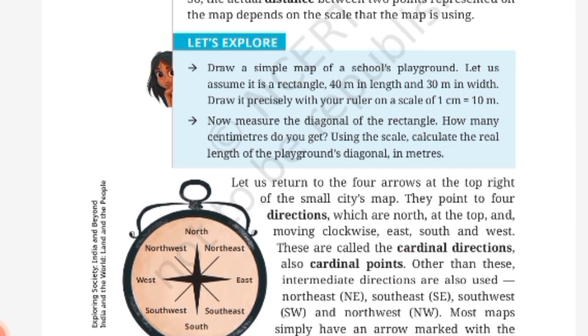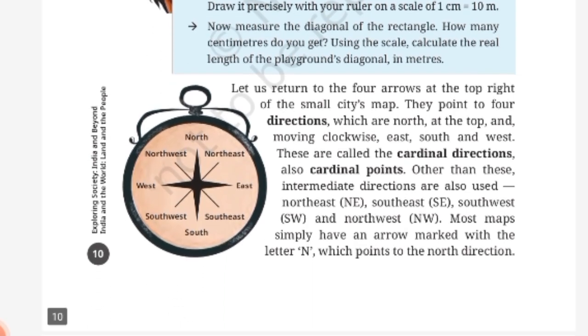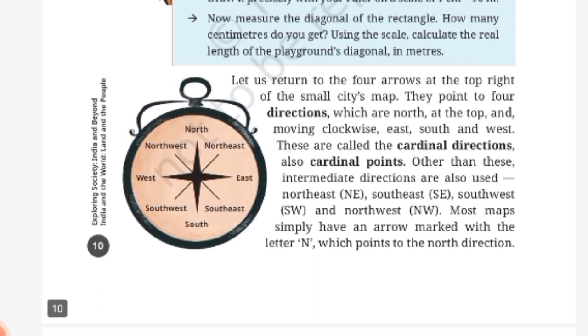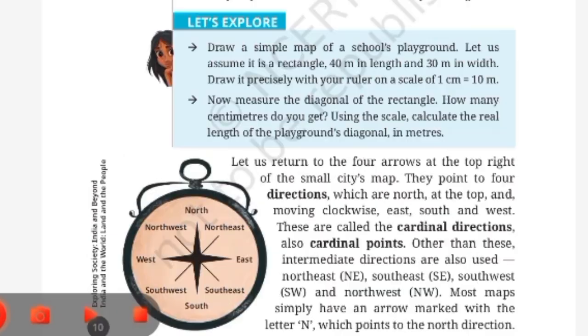Let's explore. Draw a simple map of a school playground. Let us assume it is a rectangle, 40 meters in length and 30 meters in width. Draw it precisely with your ruler on a scale of 1 centimeter equals 10 meters. Now measure the diagonal of the rectangle. How many centimeters do you get? Using the scale, calculate the real length of the playground diagonal.